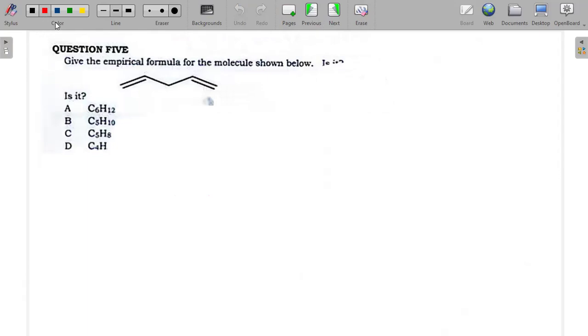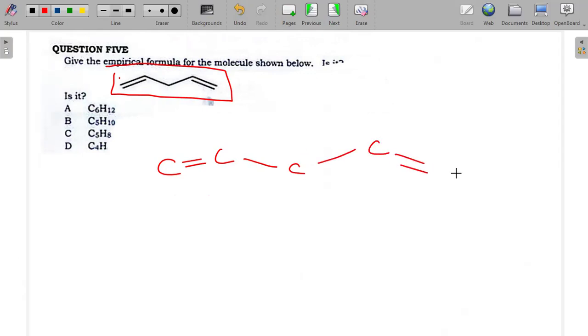And then question number 5 says, give the empirical formula for the molecule shown below. This is the molecule here, and they want us to give the empirical formula. Here there are some atoms that have been hidden. At the end here, there's a carbon double bonded to another carbon, which is bonded to a carbon, bonded to a carbon, and then double bonded to a carbon.